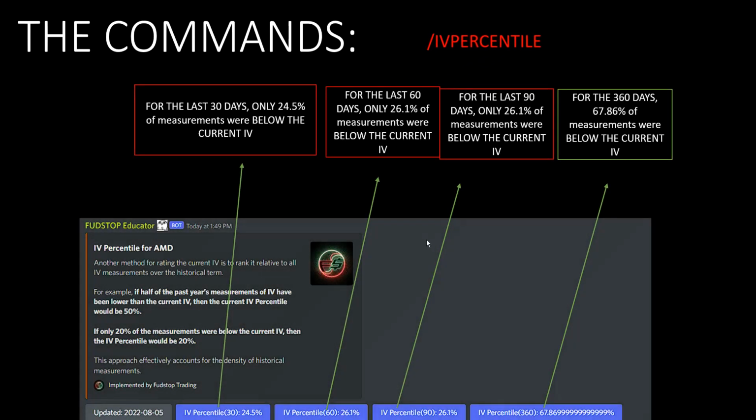So, looking at this command here, and these are updated daily, by the way, for the IV30, only 24.5% of measurements were below the current IV. For the last 60 days, only 26.1% of measurements were below the current IV. For the last 90 days, only 26.1% of measurements were below the current IV. And then for the last 360 days, 67.86% of measurements were below the current IV. So these are the ones to look at here for your IV. This one here, more measurements were higher than lower.